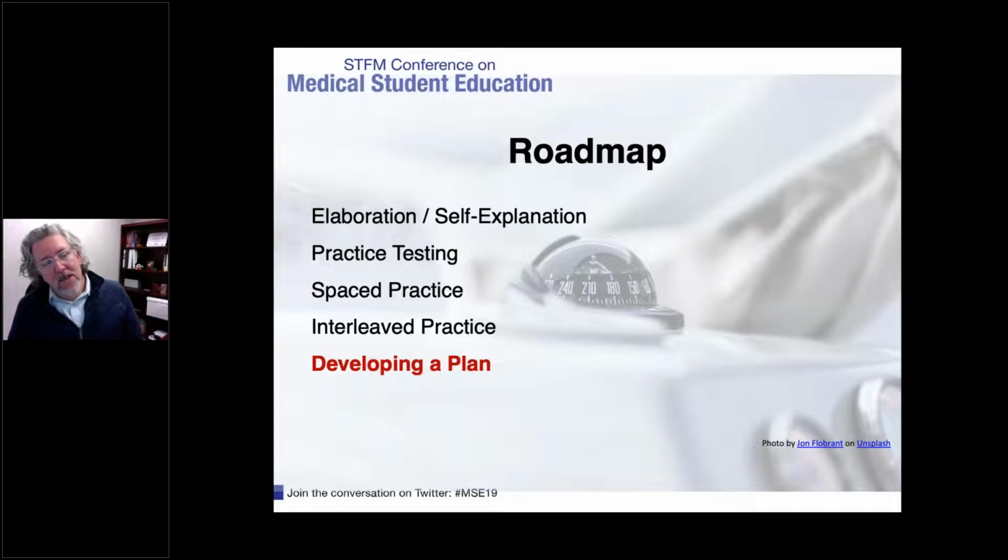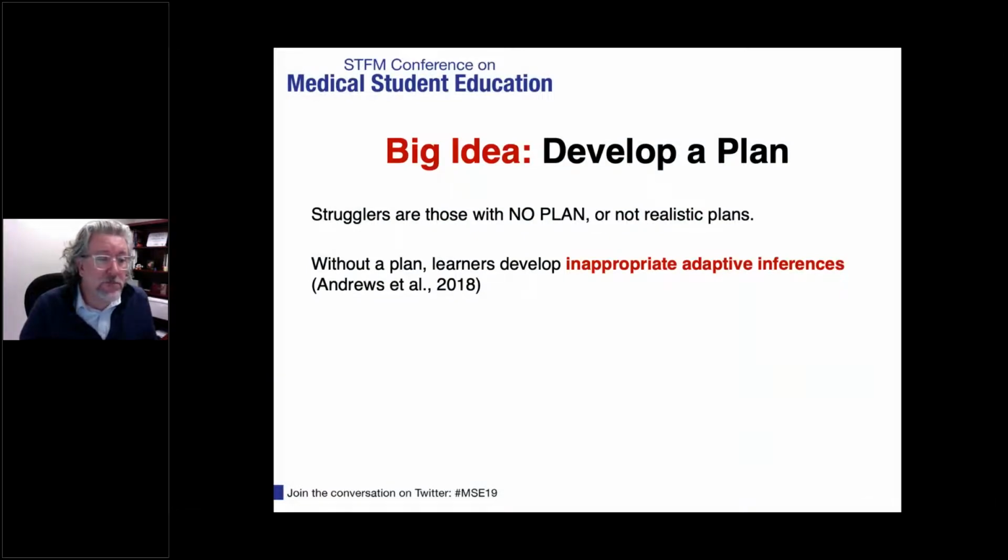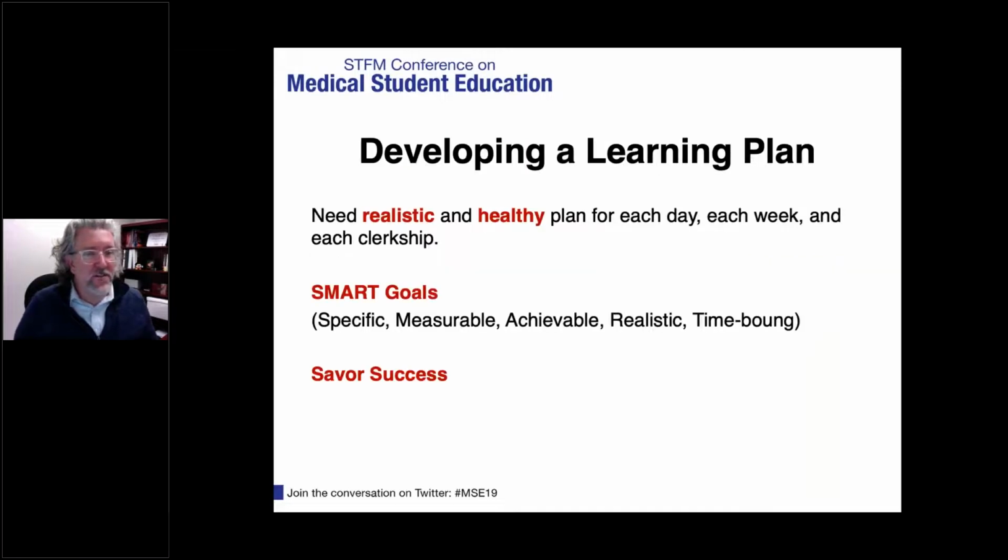All right. Finally, all of this is fine and good, but if we don't develop a plan, we're sunk. People who struggle don't have a plan or don't have realistic plans. It doesn't mean you can't struggle with a plan, but the likelihood's diminished. And without plans, learners develop what Andrews et al. call inappropriate adaptive inferences. They know that they need to study something, but they don't know how. They don't know how to move forward. So one thing that we can do is help learners develop a learning plan.